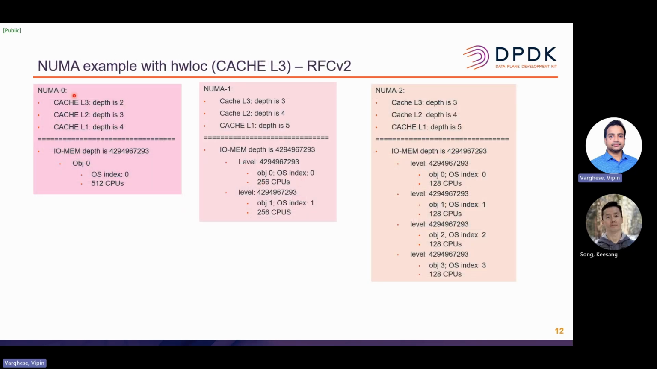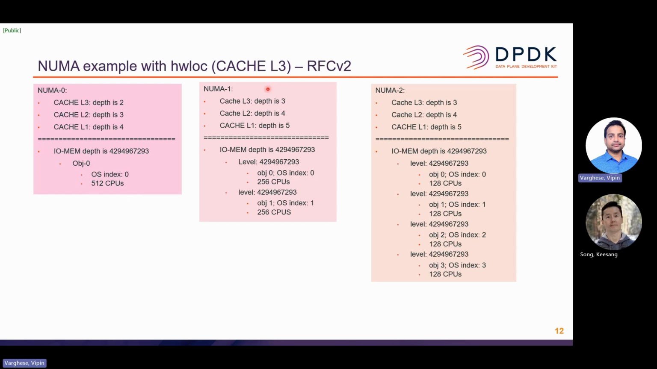Now we took a 2-socket AMD Genoa and tried configuring the NPS, NUMA per socket, into 3 different configurations. The CPUs can be identified using the hwloc library in layer 3, which is the last level cache, layer 2, and layer 1, which is SMT1, while the IO memory in the case of NPS 0 combines the complete IO from two sockets and represents it as one IO domain with 512 CPUs.